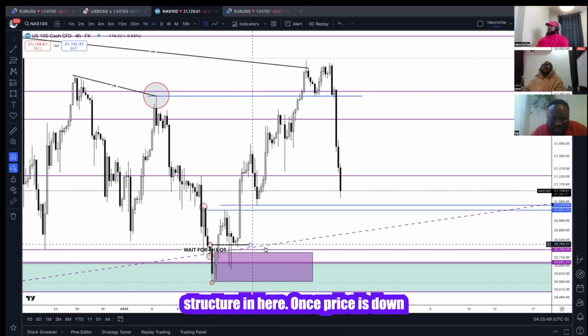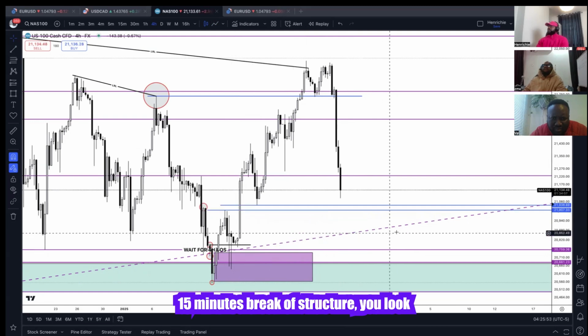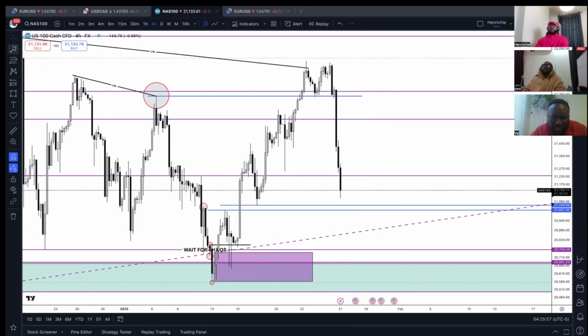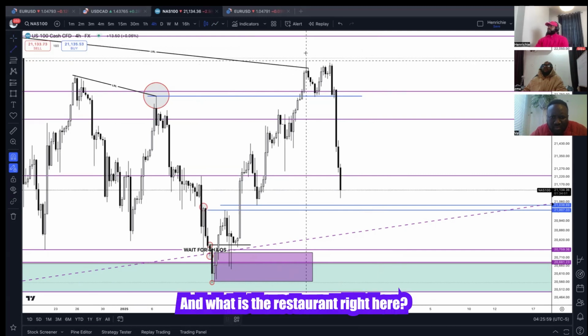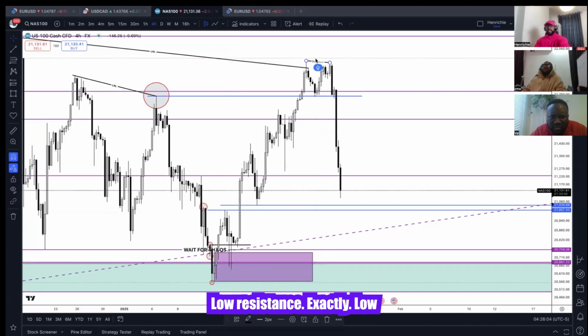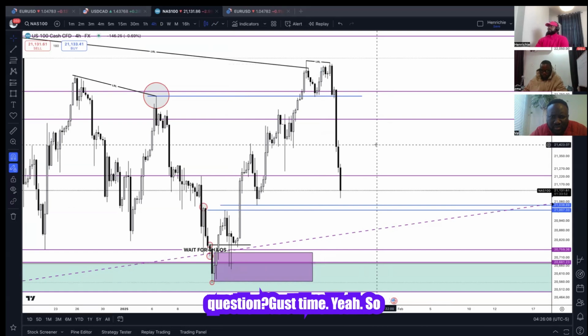Once price is down here, wait for 15 minutes. If you see a 15-minute break of structure, you look for a buy to continue higher. And what is resting right here? Low resistance. Exactly, low resistance. You want to ask a question, Ghost Time?